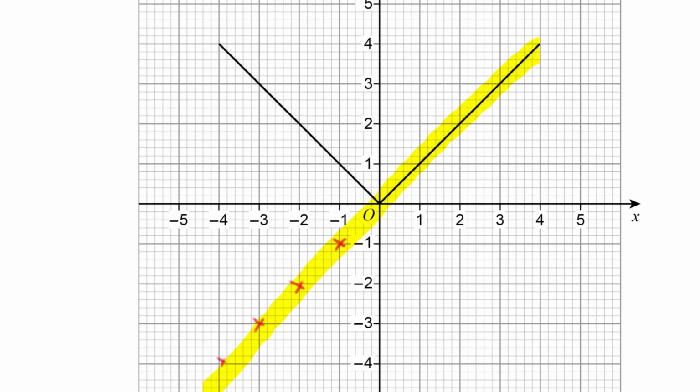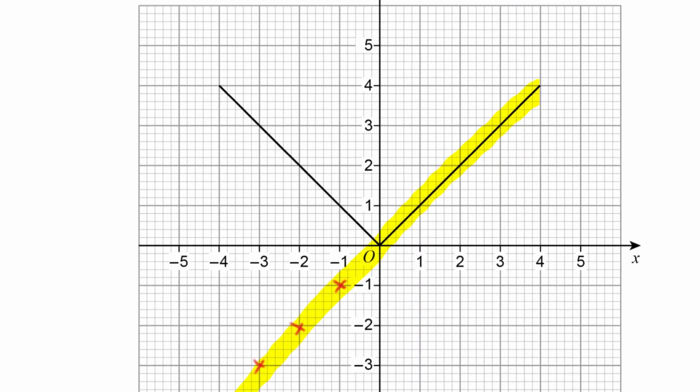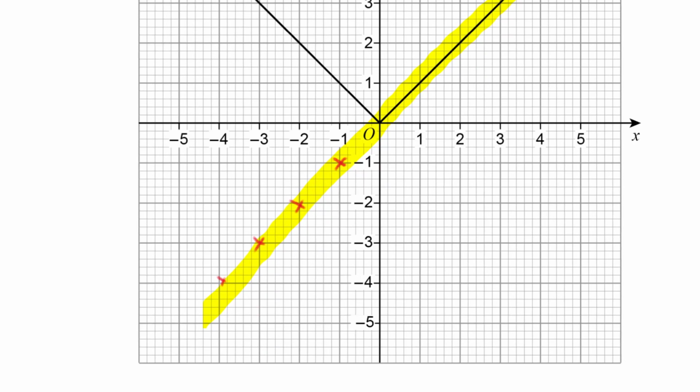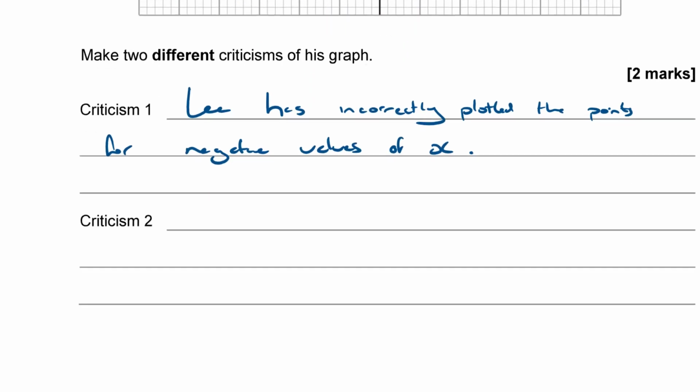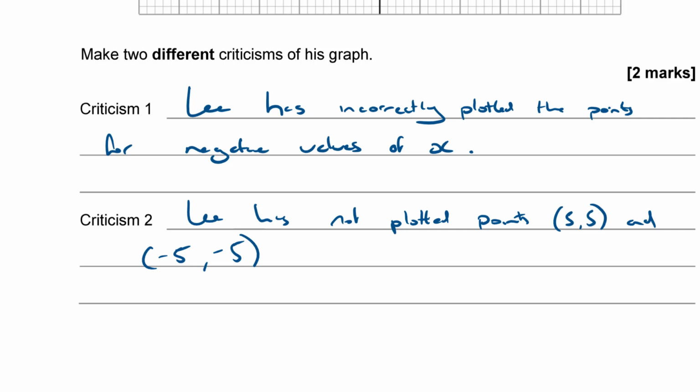Okay, my second criticism, it says here that you should draw the graph of values of x from -5 to 5. And he's bailed out at 4, isn't he? He should really have plotted that extra point up here at 5, 5, and also another one down here at -5, -5. Okay, so that's going to be my second criticism. Lee has not plotted points 5, 5, and -5, -5. So he hasn't gone far enough, has he?